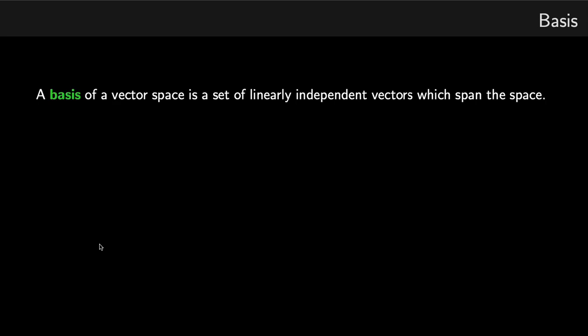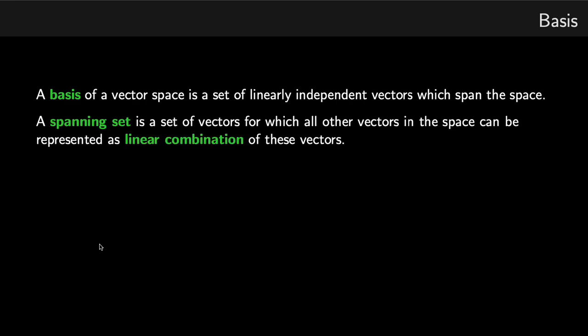Hi, in this video I'm going to introduce the concept of a basis for a vector space. Now a basis is a set of linearly independent vectors which span the space. I've done a previous video on linear dependence, so I suggest you watch that if you haven't already done so. What do we mean by spanning the space?